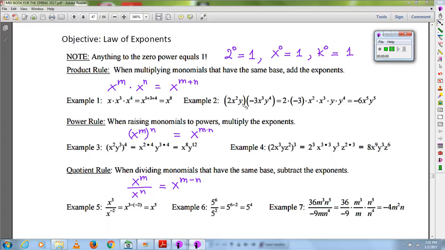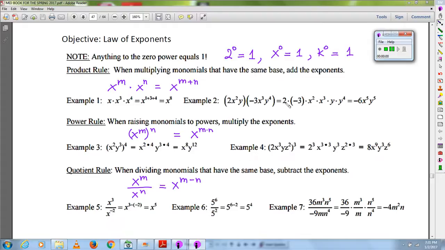Now look at the next one. You have 2x squared y times negative 3 x to the power 3 y to the power 4. Again, what you are going to do is group them. You group the number with the number, and the factors that have the same base: the x squared with the x to the power 3, and the y with the y to the power 4.